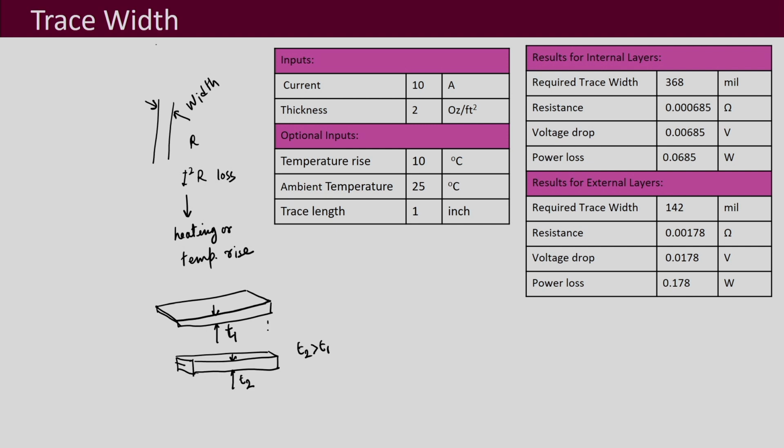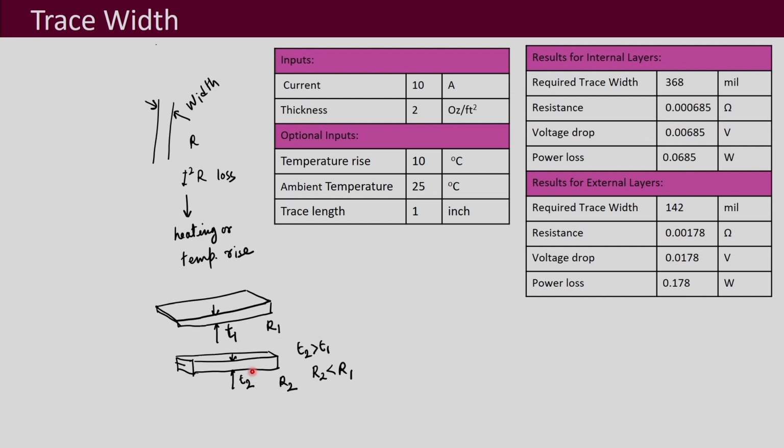So the resistance R1 for this trace and R2 for this trace. So R2 is going to be lesser than R1. So obviously the second trace will have less ohmic losses as compared to trace 1. And if we have the same temperature rise, then with trace 2 we can pass more amount of current.